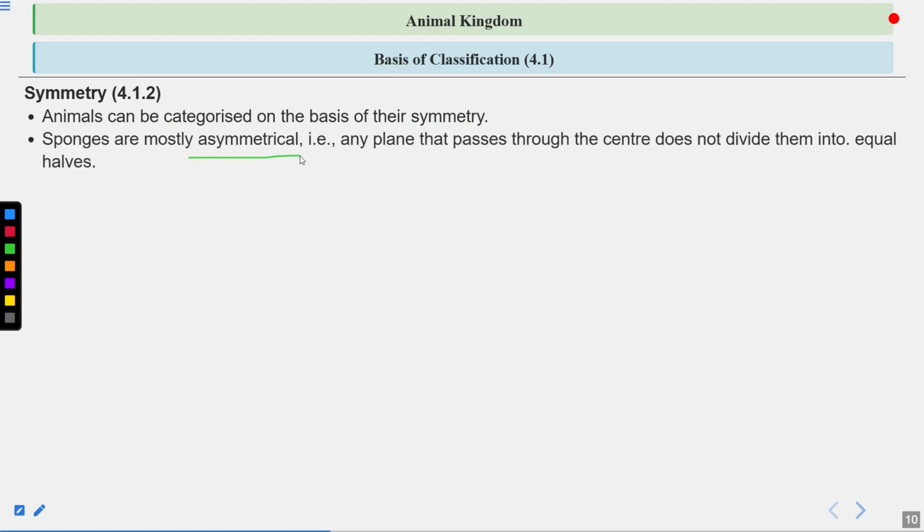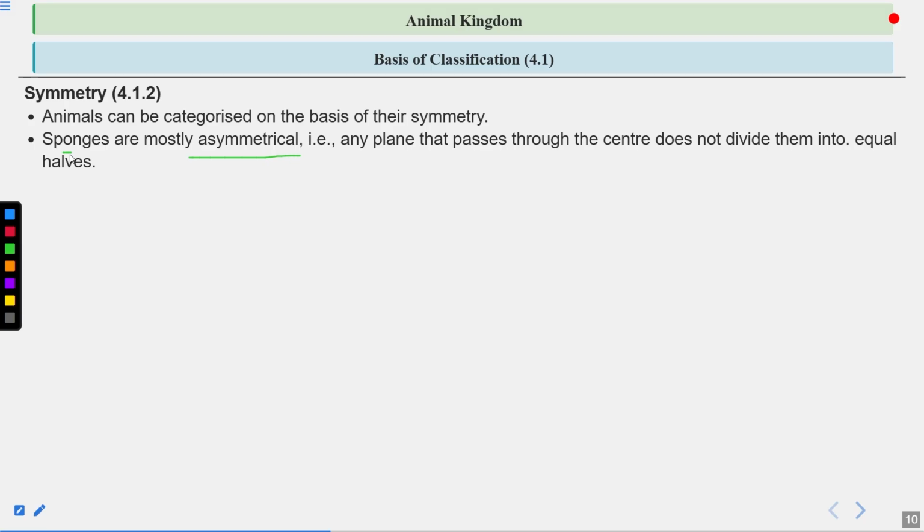Sponges are mostly asymmetrical. If we take the sponges, then there is no symmetry in the sponges. If you divide the organism by passing through its central axis through any plane, and it divides the organism into two equal halves, left half and right half, that are mirror images of each other, then it is called a symmetrical organism. And if it has only one plane that divides the organism into left and right equally, then it is called bilateral symmetry.